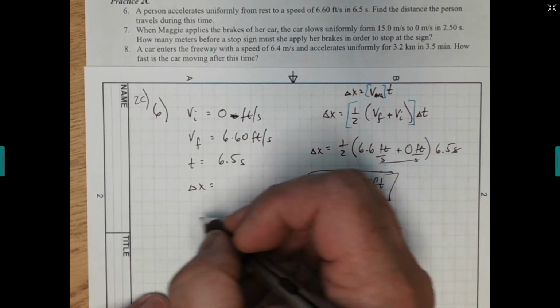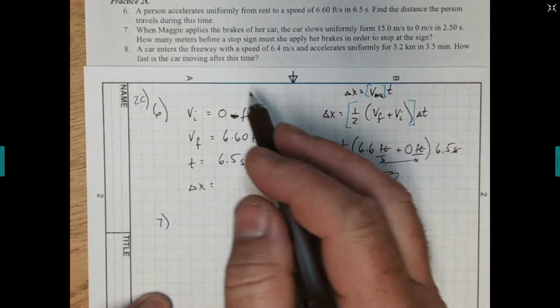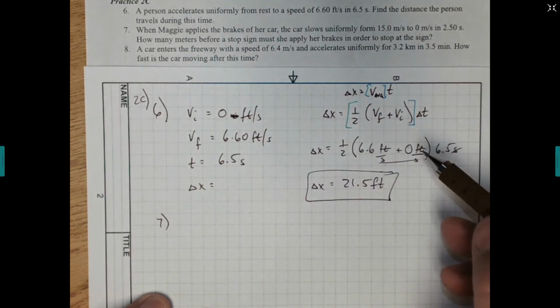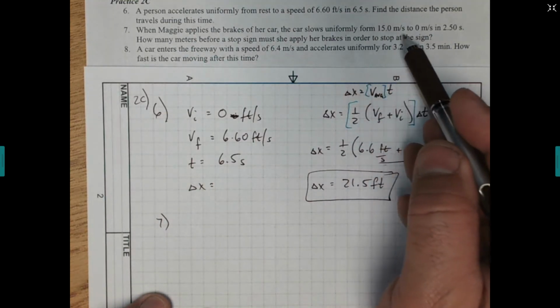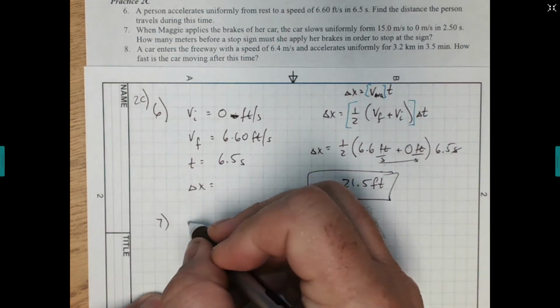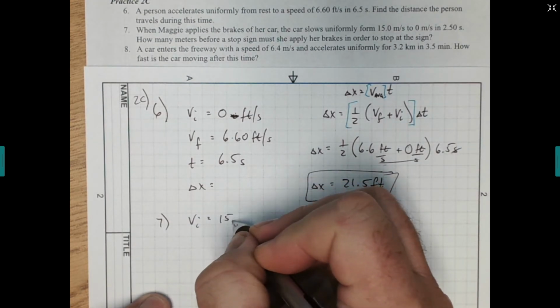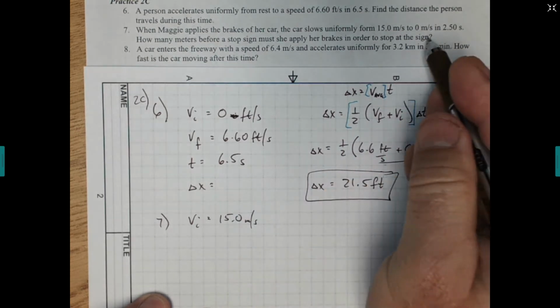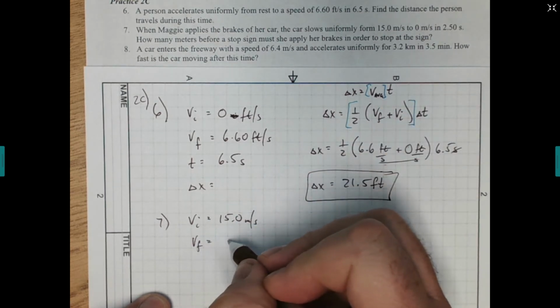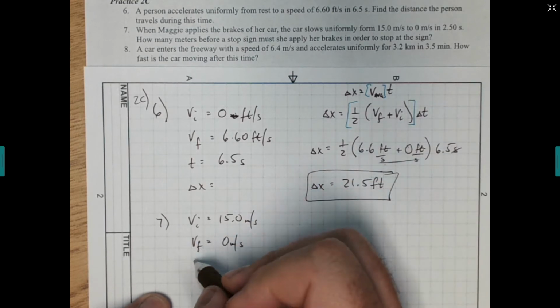Let's take a peek at number 7. Number 7 says when Maggie applies the brakes, her car slows uniformly from 15 meters per second. So we're starting at 15 meters per second, that's my initial velocity, to 0 meters per second, that's my final velocity. We came to a stop in 2.5 seconds.